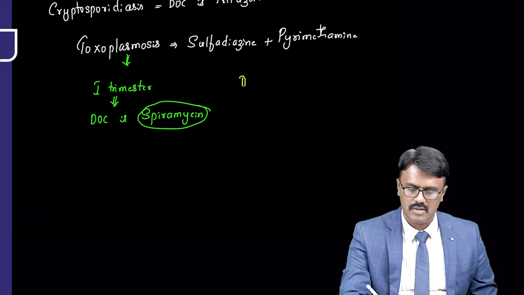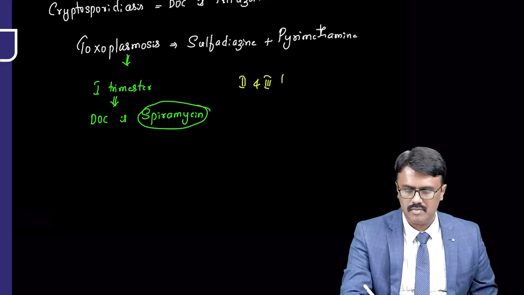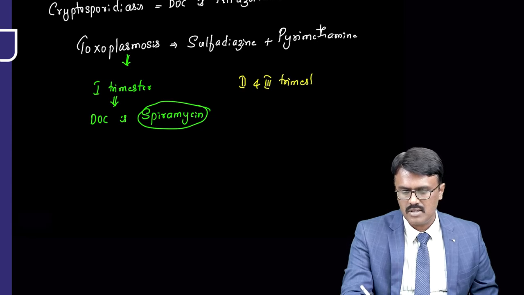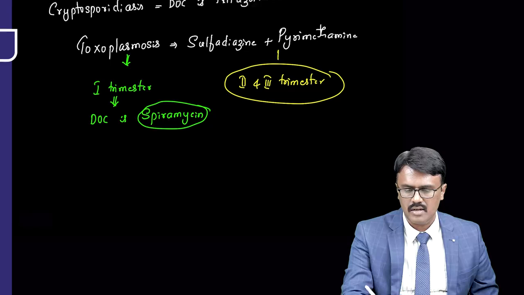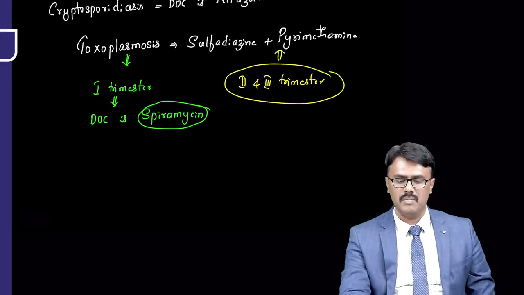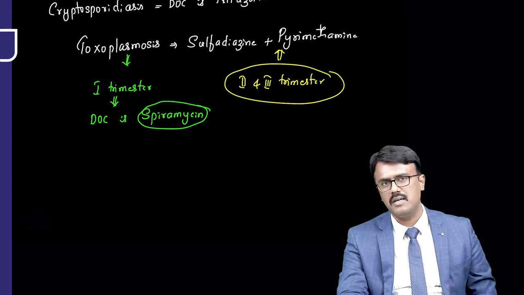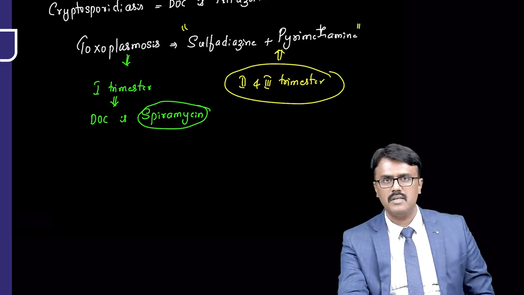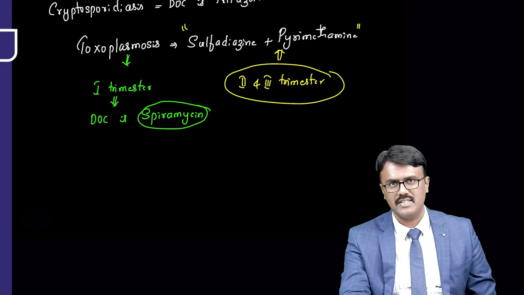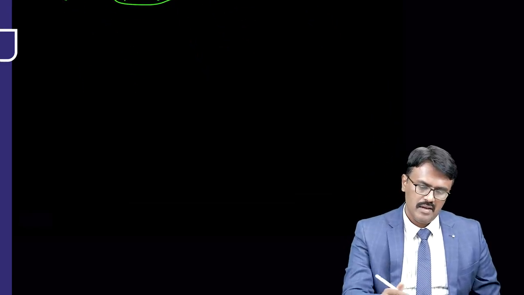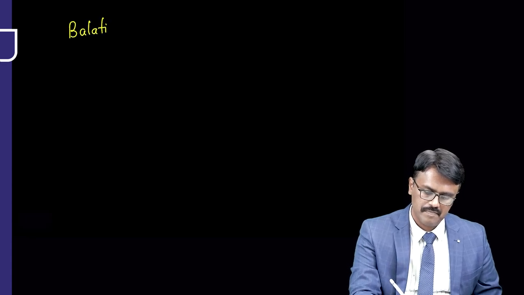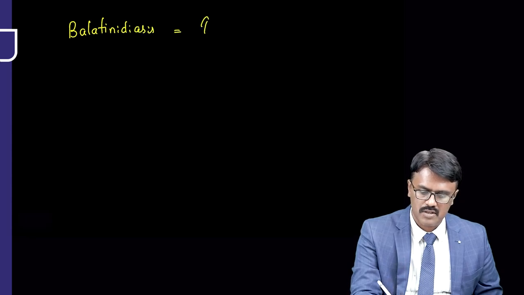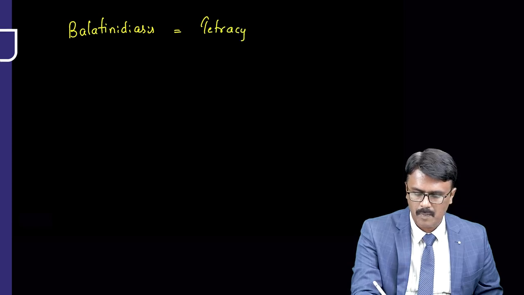Once she reaches the second and third trimester, then we can give sulfadoxine plus pyrimethamine, or sulfadiazine plus pyrimethamine can be used. Most of the books nowadays give sulfadiazine plus pyrimethamine as the drug of choice for toxoplasmosis. One more condition is called balantidiasis. For balantidiasis, the drug of choice is tetracyclines.